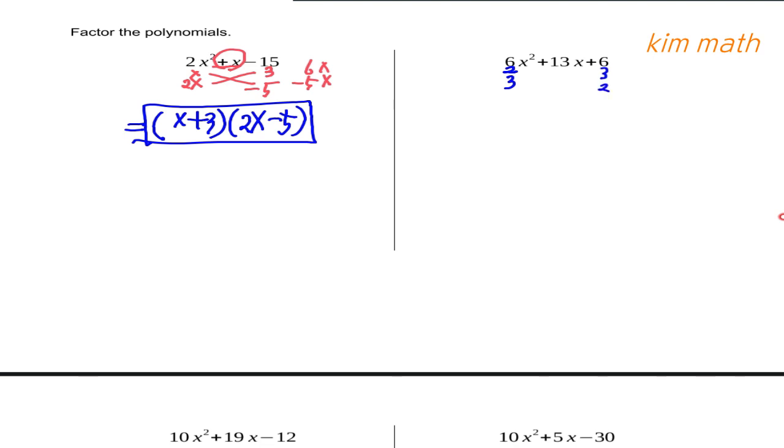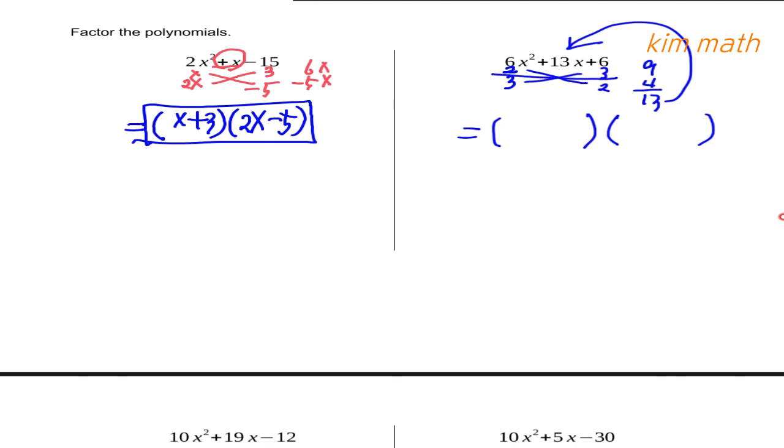Now 3 times 3 is 9, 2 times 2 is 4. Wow, this is a 9, this is the 4. Now by adding we can make a 13 here, right? So we found the correct combination. The first one, 2 and 3. Although we have a 2 and 3, please note that the first one is 2x plus 3, and the second one here is 3x plus 2. Is that okay?